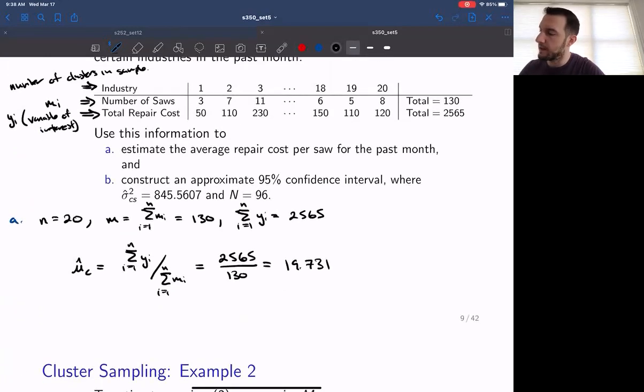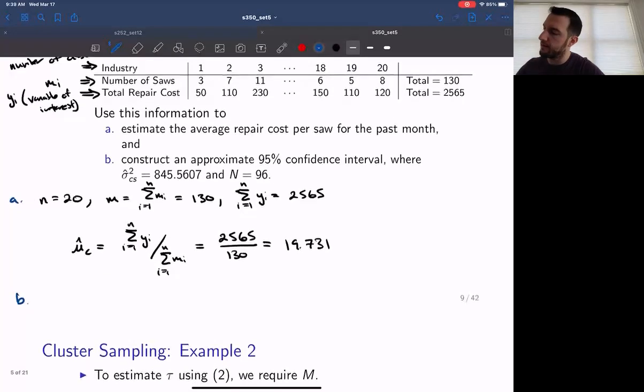Again, here we're letting the number of industries be the selected clusters. We're letting the number of saws be the number of elements per cluster, so that's our Mi. And then the repair cost is what we're measuring, the variable of interest, which is our Yi. Okay, in part B, we want to do our usual 95% CI. So we would start off by computing our variance, and then we would use that to bound our estimate.